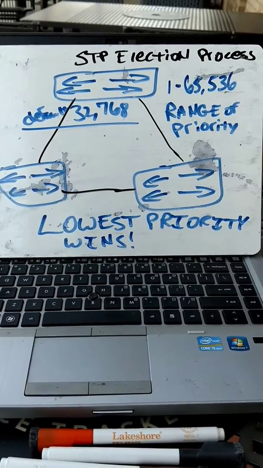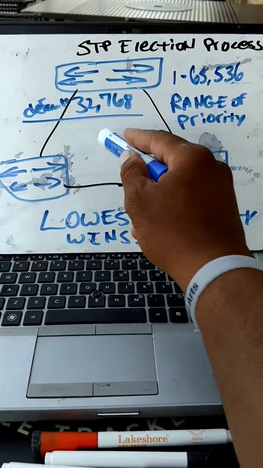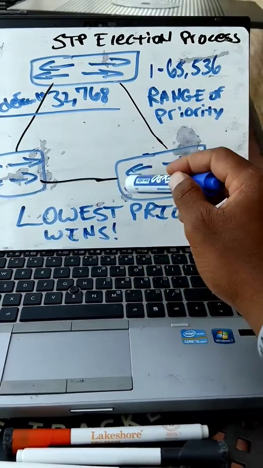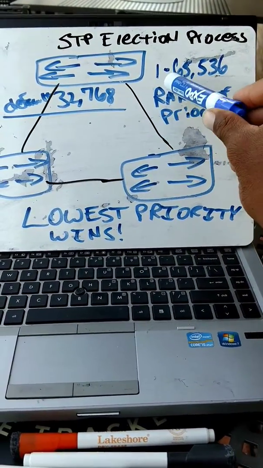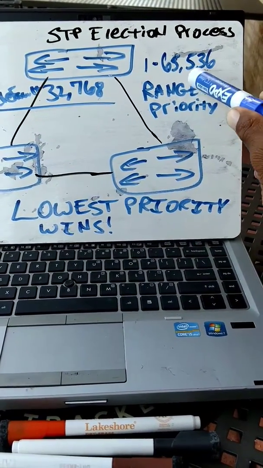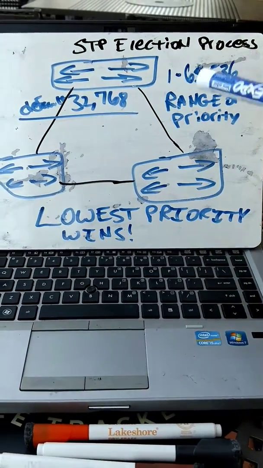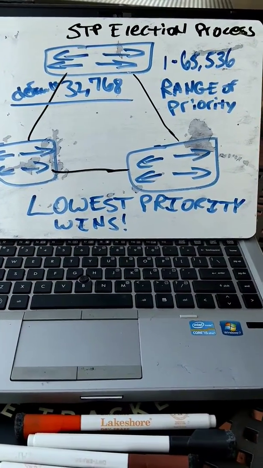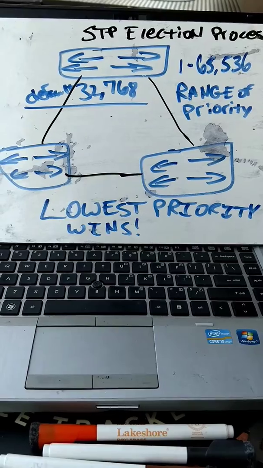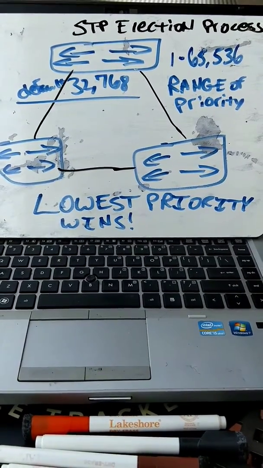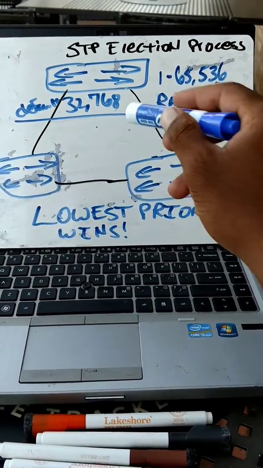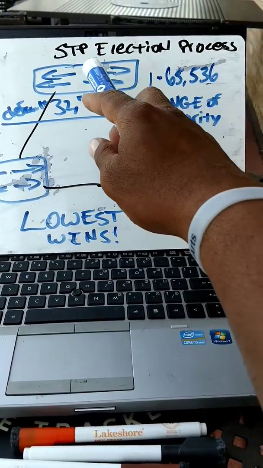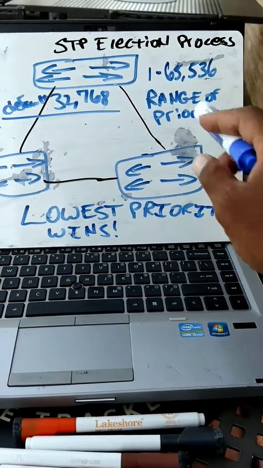So as for now, we have learned that 32,768 is the default priority. The range of priority is from 1 to 65,536, and STP has an election process. And in my next video, I will explain about MAC addresses and how they factor into who wins the STP election process.